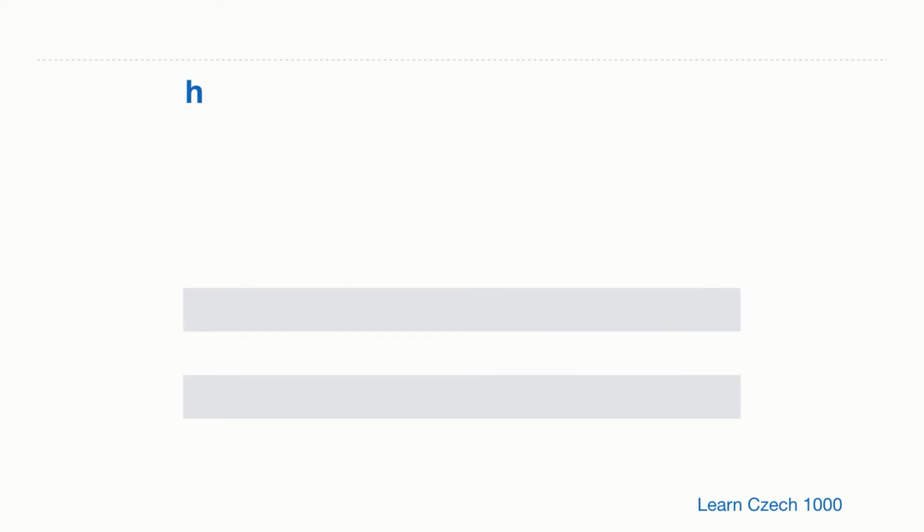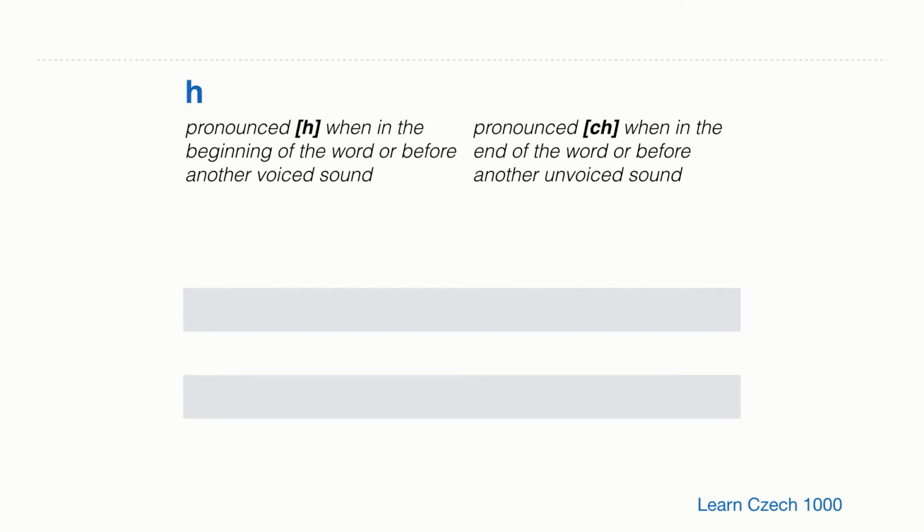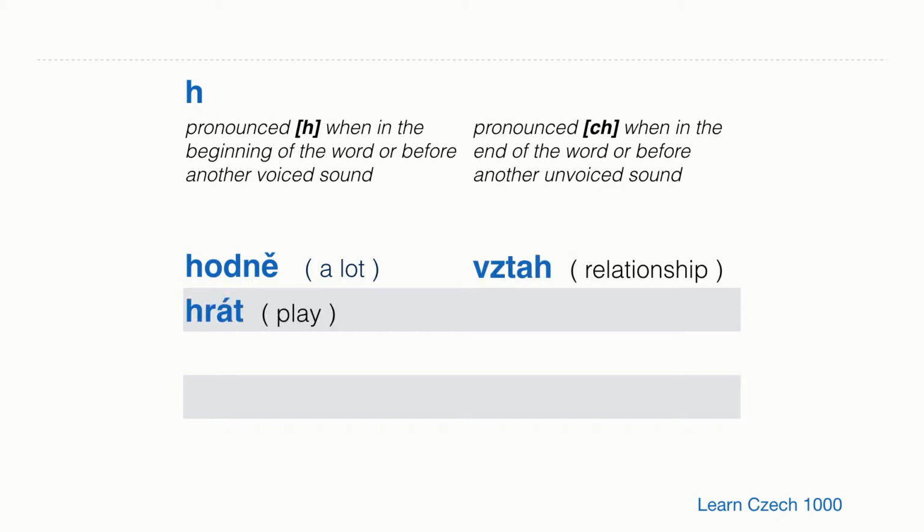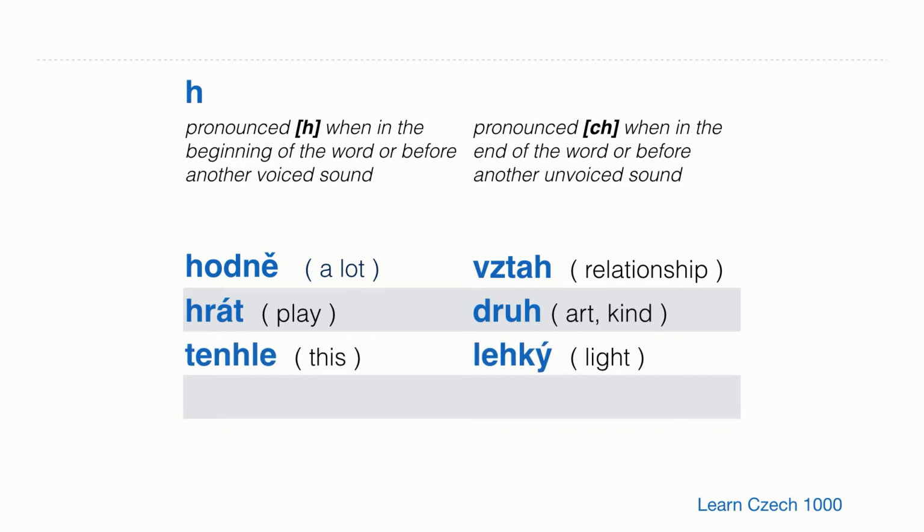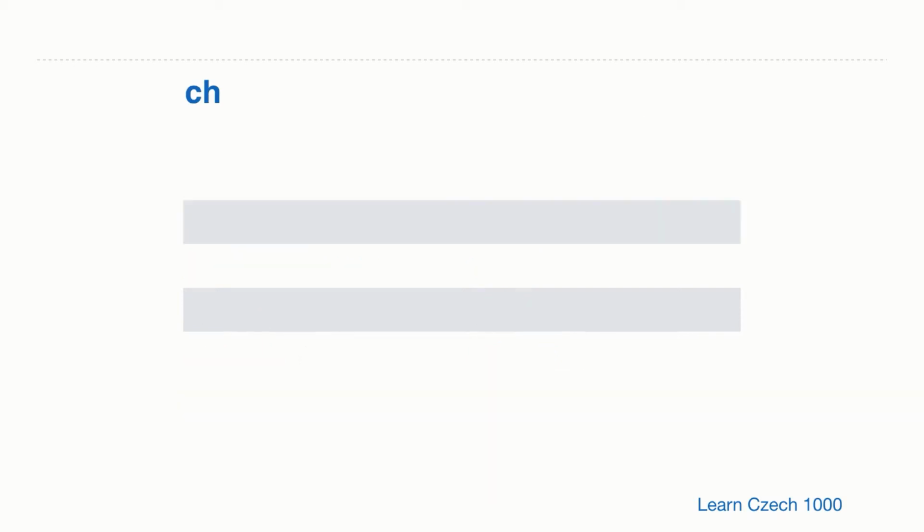Letter H, we have a voiced and an unvoiced way of pronunciation. So let's try a few example words. Hodně, vztah, hrát, druh, tenhle, lehký, dlouhý, vlhký.